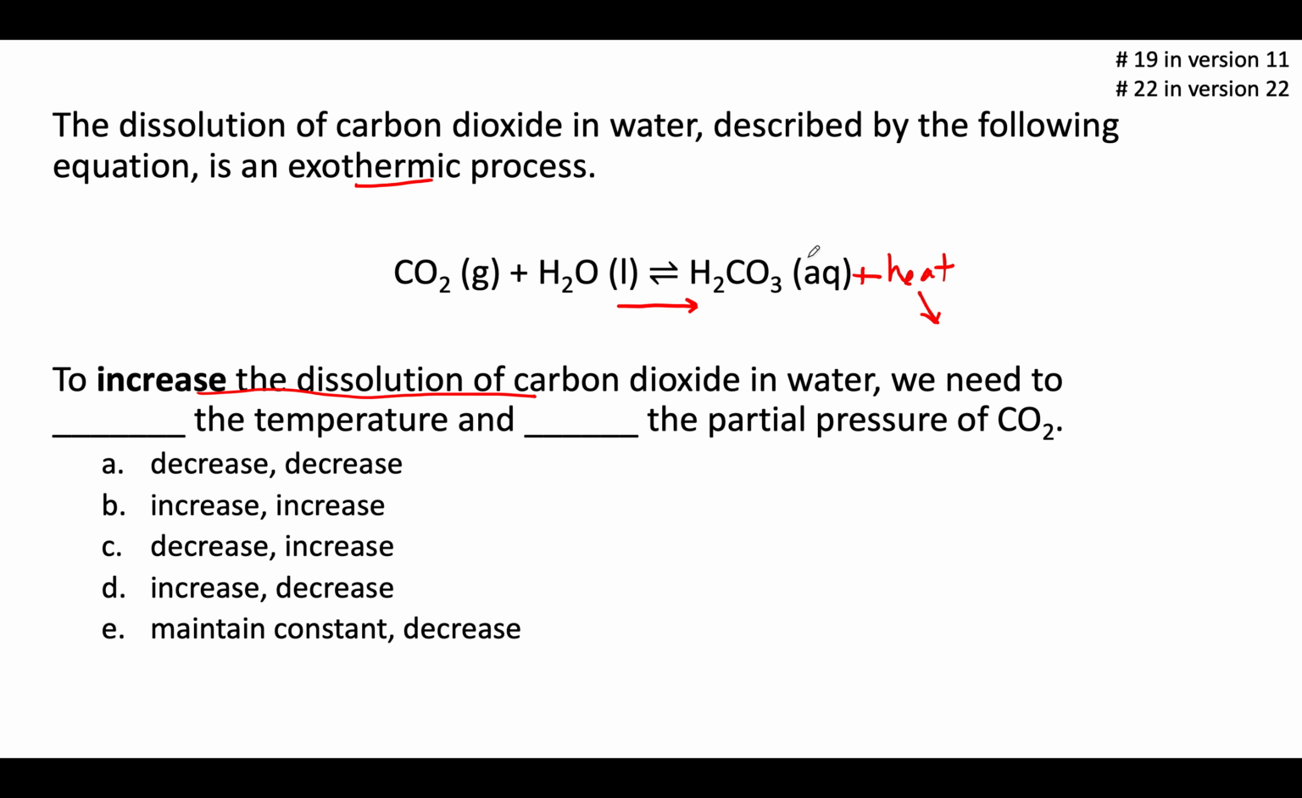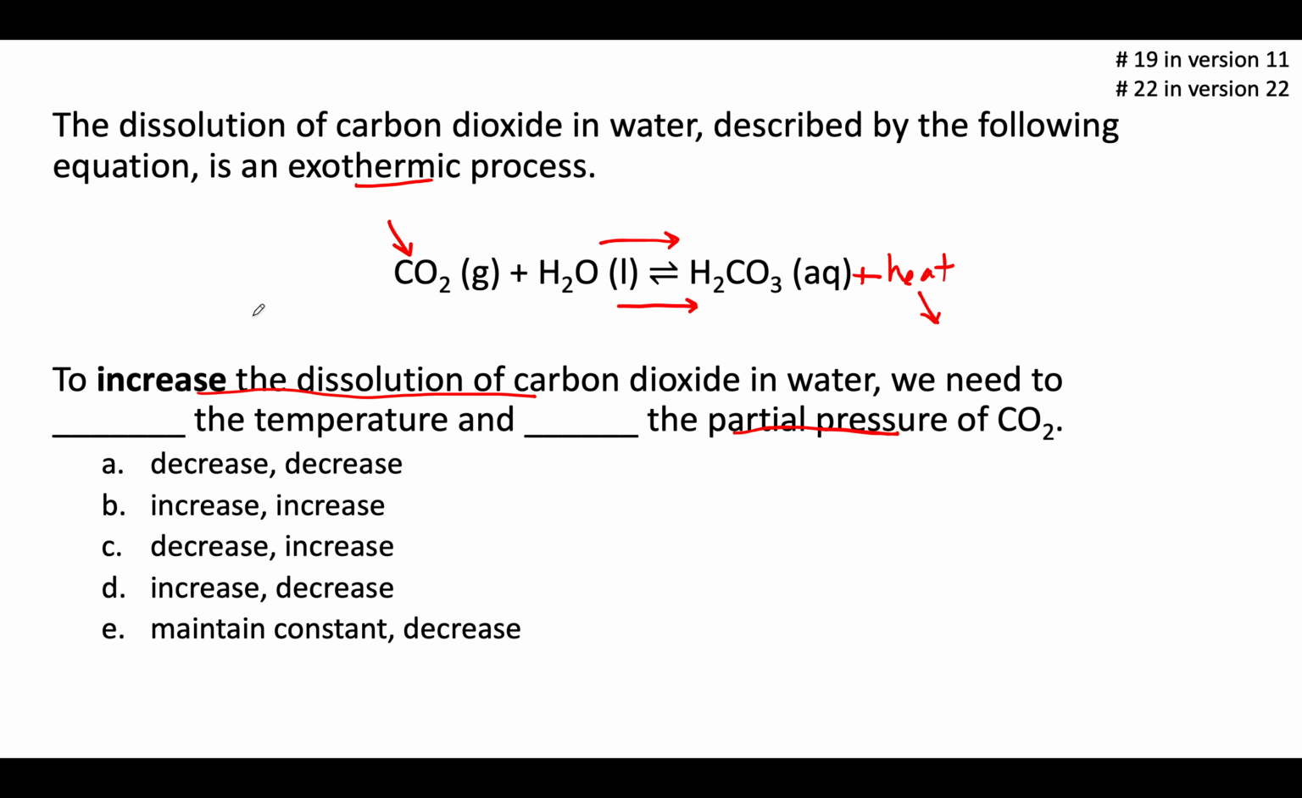Now, the second part is in regard to the partial pressure of CO2. Remember that whenever we talk about partial pressure, really what we're talking about is the concentration of that gas. So the question here is, what has to happen to the concentration of CO2 in order to cause a shift to the right? And what needs to happen is basically that we need to increase or add more CO2, increase the concentration of CO2 in order to cause a shift to the right.